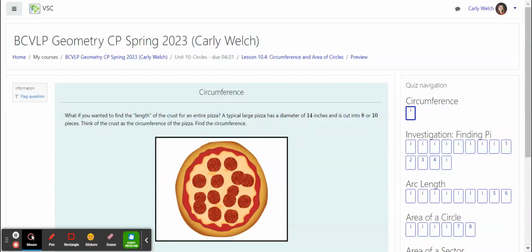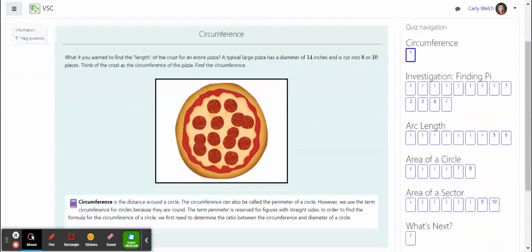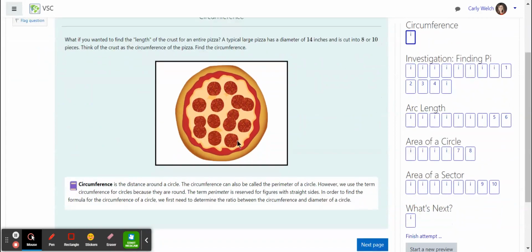All right, so if you've ever wanted to know the length of the crust for an entire pizza, you could find the circumference without actually having to cut off the crust and roll it out and then measure it with a ruler. You could know that a typical large pizza has a diameter of 14 inches and is cut into 8 or 10 pieces. The circumference would give you the length of that crust. So the term perimeter is reserved for figures with straight edges. Circles, we are going to find the circumference.